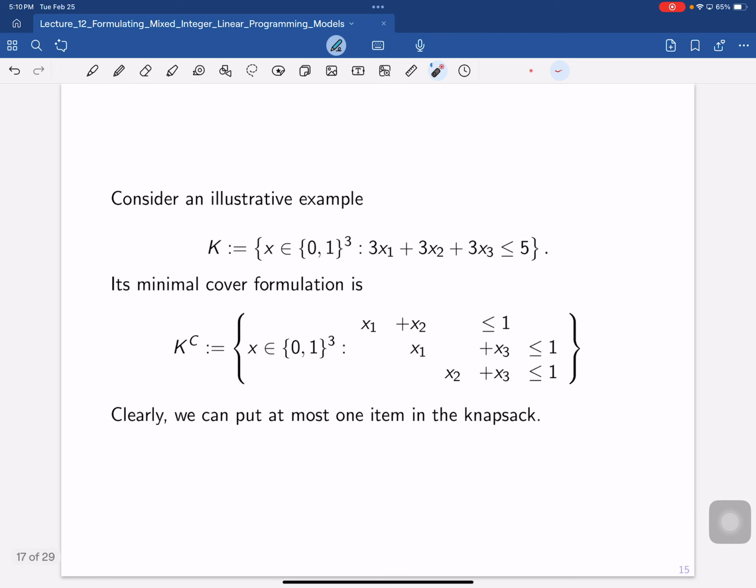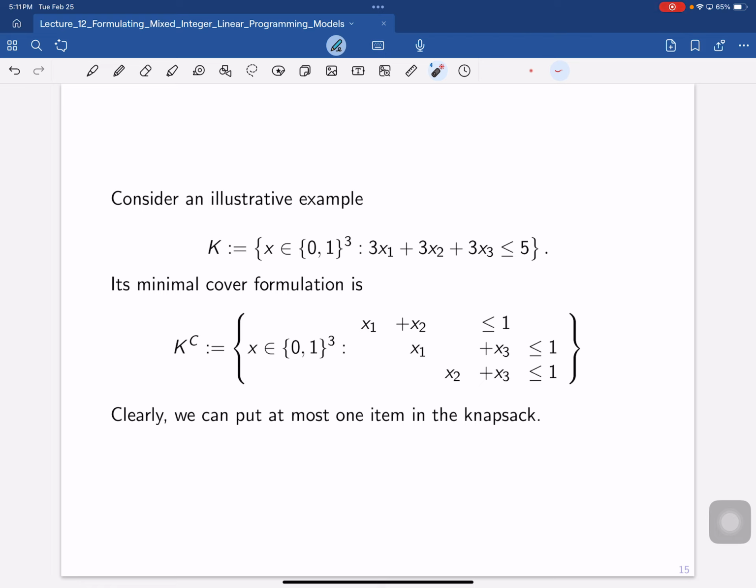Now let's consider an illustrative example to absorb this idea a little bit. Here we have the knapsack set, where each item has a weight of 3, and then you have the total capacity being 5.